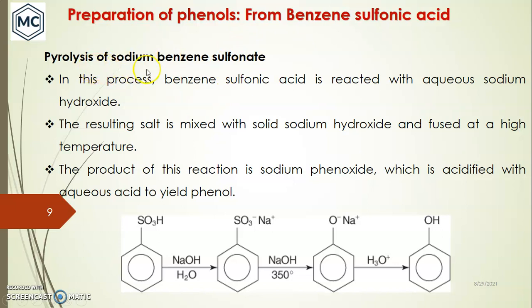And the second preparation method, you can prepare phenol from benzene sulfonic acid, that is pyrolysis of sodium benzene sulfonate. In this process, benzene sulfonic acid is reacted with aqueous sodium hydroxide, and it forms a salt. You can see it here, and the resulting salt is mixed with solid sodium hydroxide and fused at a high temperature. We get sodium phenoxide, and this product is finally acidified with aqueous acid to yield phenol.